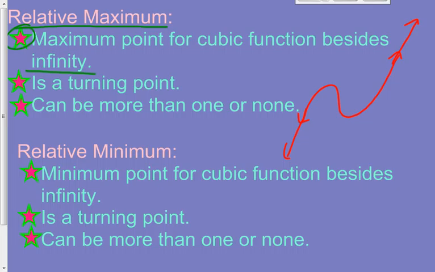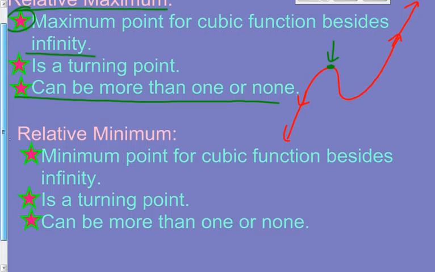Our second star is that it's a turning point. So think of it as like a hill or a mountain. It's that top point besides infinity. There can be one, there could be more than one, or there doesn't have to be any at all. There could be none. So for this particular one, our hill is right here. This is going to be our relative minimum point where that green dot is right there. That would be our relative maximum point.